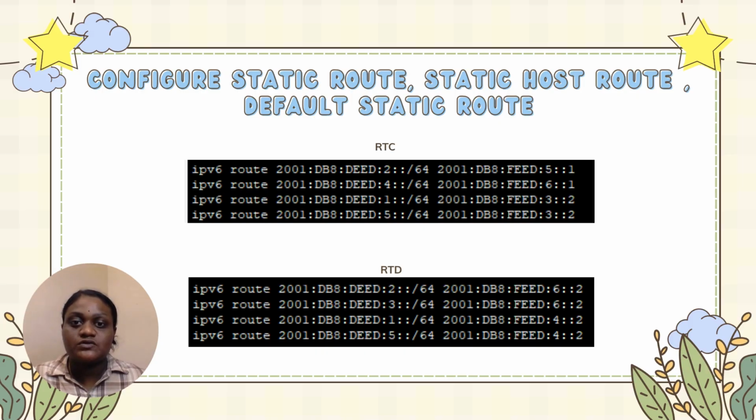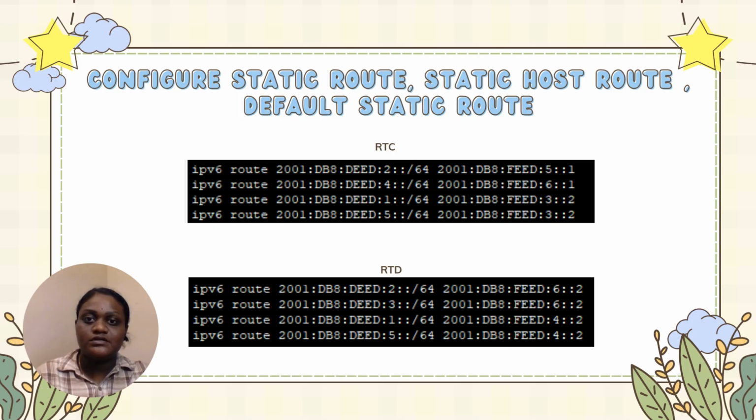So in this slide, I'm going to explain how we configure different types of IPv6 static routes, including the normal static route, static host route, and default static route. A static route is a manually configured route used to reach a remote network. For example, in router RTC, the command ipv6 route 2001:DB8:D2::/64 2001:DB8:FEED5::1 means RTC can reach the network 2001:DB8:D2::/64 via the next hop address 2001:DB8:FEED5::1. This tells the router exactly where to send packets for that destination.